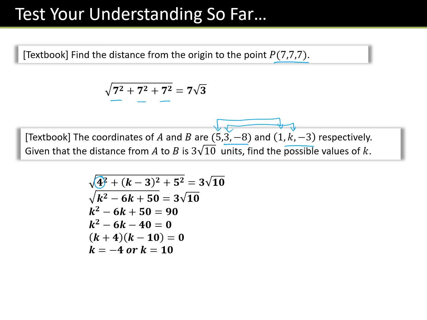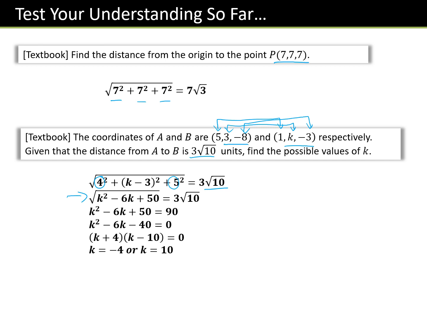So putting the k first is just going to be easier when we get on this line. And then here, the difference in the z coordinates, if we do minus 3 minus minus 8, you're going to get minus 3 plus 8, and that gives us the 5. Now when we take the big square root and apply Pythagoras' theorem in 3D, we get the answer 3 root 10 given to us in the question.